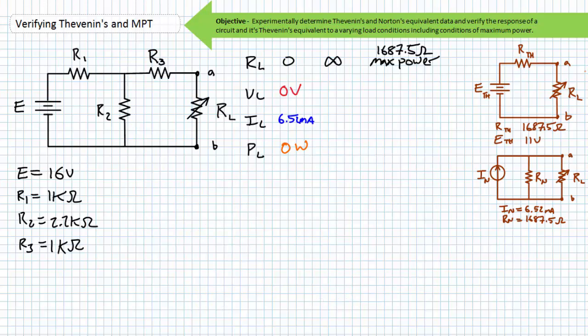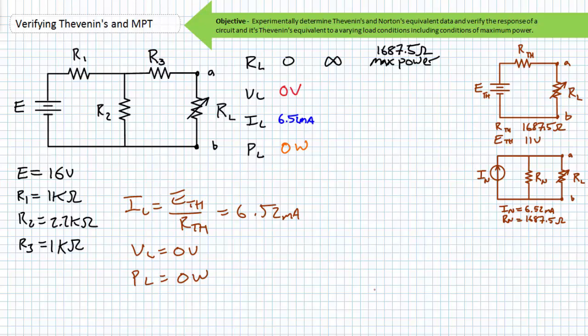Consider how many steps it took to determine these values of voltage, current, and power using the original circuit. Now consider how quickly we can obtain these same values using the Thevenin's or Norton's equivalent circuit. Using the Thevenin's equivalent circuit in short circuit conditions, the current experienced by the 0 ohm load resistor will be attained with a single repetition of Ohm's law. Ohm's law states that the current drawn by the 0 ohm load resistor is approximately 6.52 milliamperes.